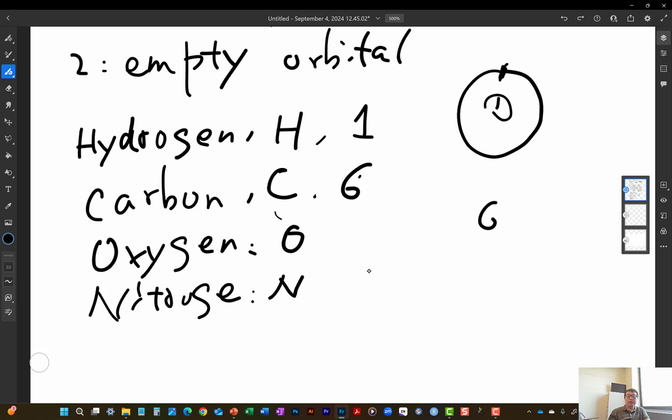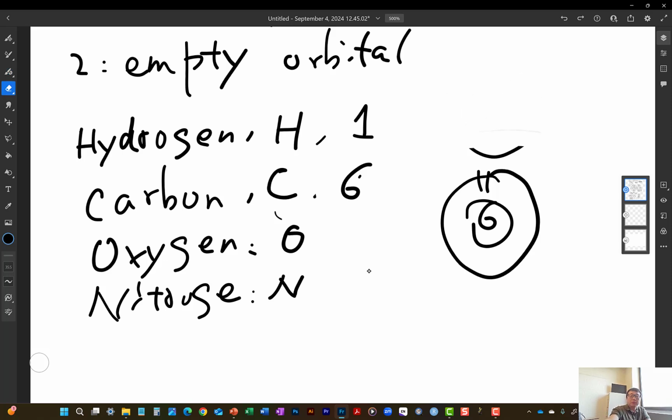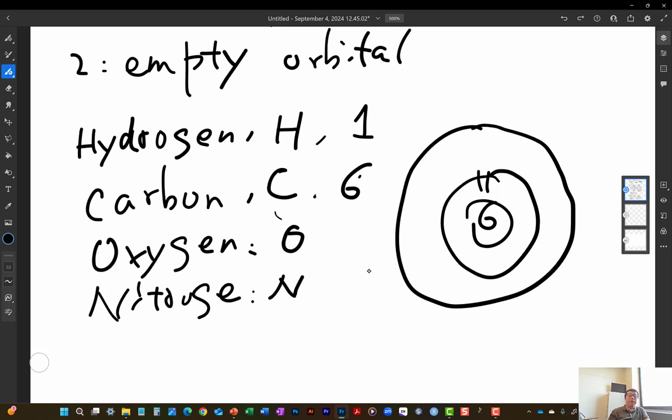So I have 6 in the nucleus. So first 2 will fill the first shell, and then in the second shell, there are 4 electrons left. Oh yeah, I think I forgot one thing.